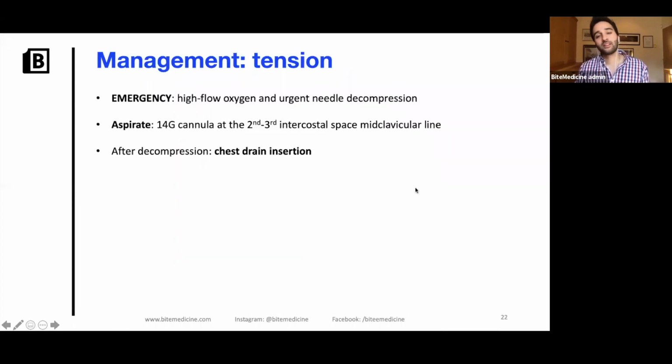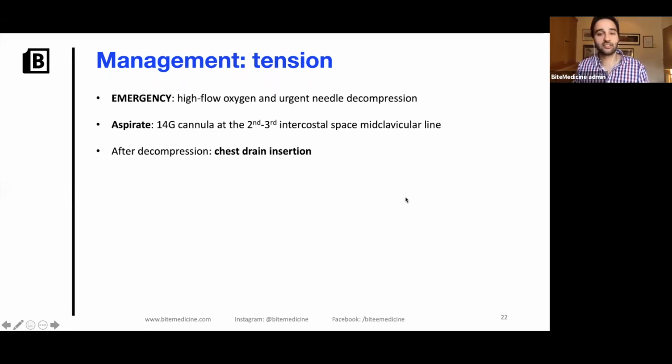Okay, so moving on to management of a tension pneumothorax. Pretty straightforward actually. High flow oxygen, urgent needle decompression. This is a 14 gauge cannula at the second to third intercostal space, midclavicular line. So around here-ish. And then these patients will need a chest drain immediately after. So remember, this is an emergency.